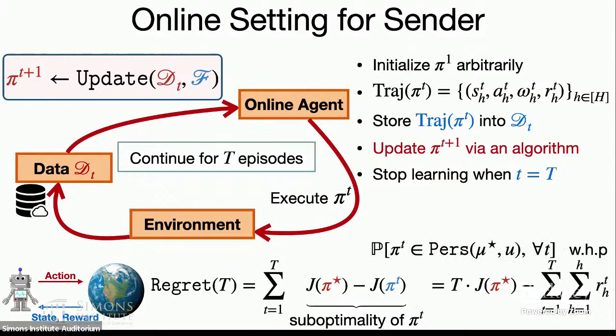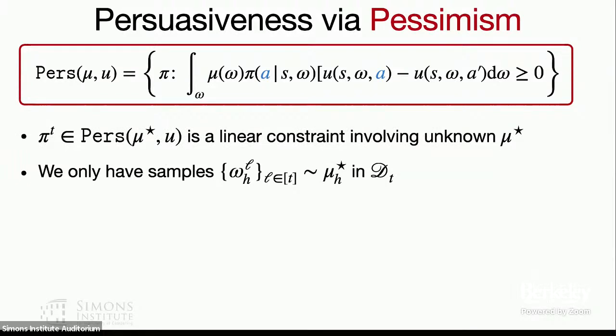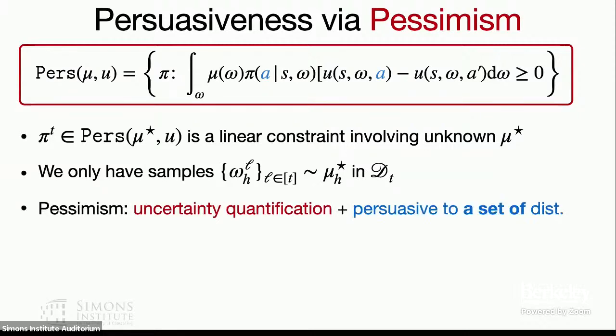In addition to regret, we also need to ensure persuasiveness. That is, we want to ensure that pi t is always persuasive with respect to the prior distribution and the utility function. Here, the prior distribution is not known to the sender, but the sender is only able to collect samples from the prior distribution. Compared to classical reinforcement learning, the main additional element is this persuasiveness constraint, which is a constraint on the policy. This constraint is an integral equation. It involves the integration with respect to the prior distribution, which is not known to the sender. We are only able to collect samples from the prior distribution, which are stored in the data.